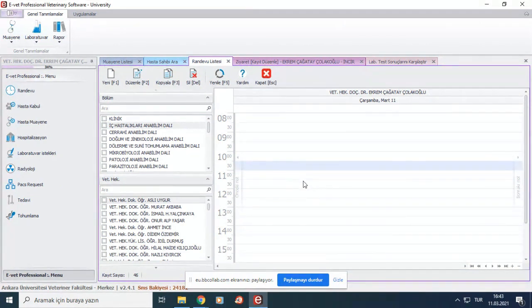So we use this automation system to manage the patients effectively. Thank you.